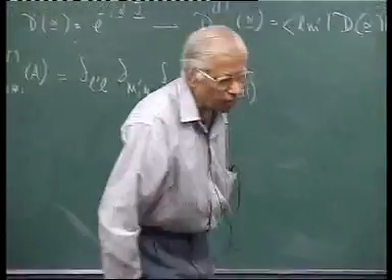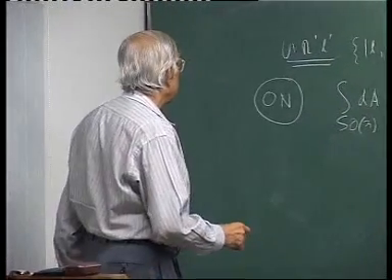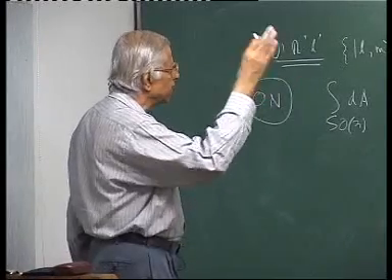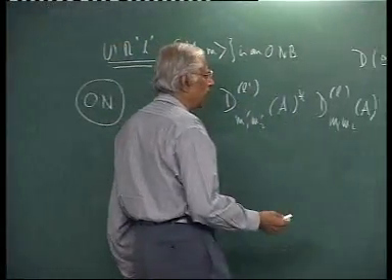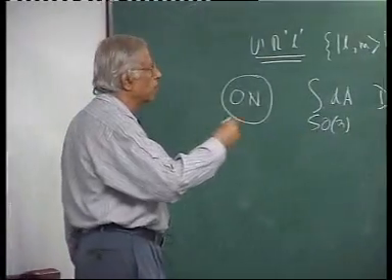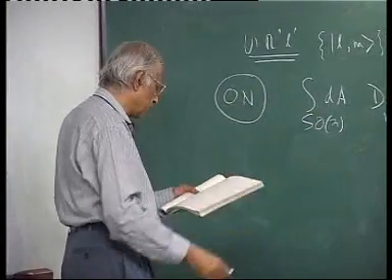You have to include all the irreducible representations of the group. That means L and L prime must go all the way from 0, 1, 2, 3 up to infinity. For each choice of L prime and L, the magnetic quantum numbers must go over their full range from minus L to plus L, minus L prime to plus L prime.